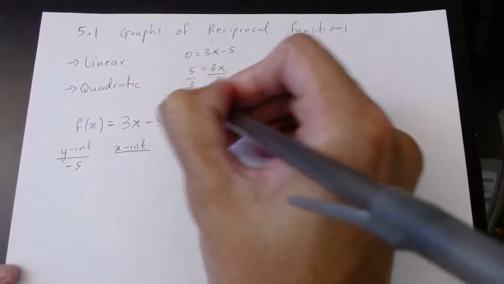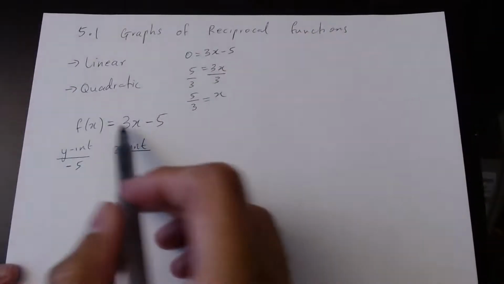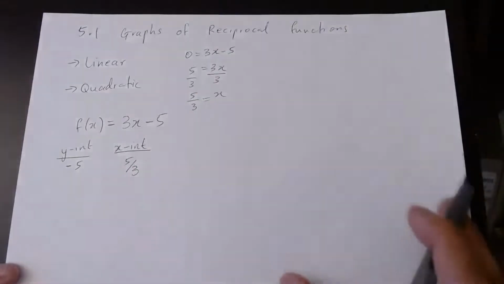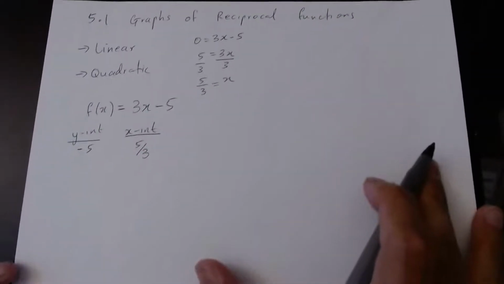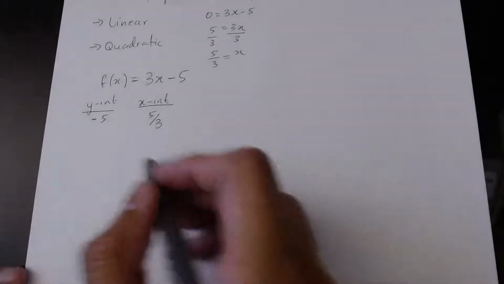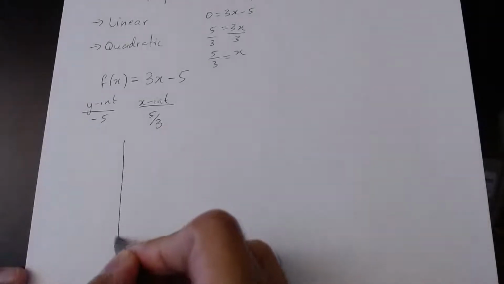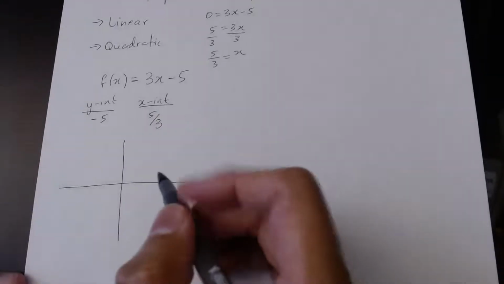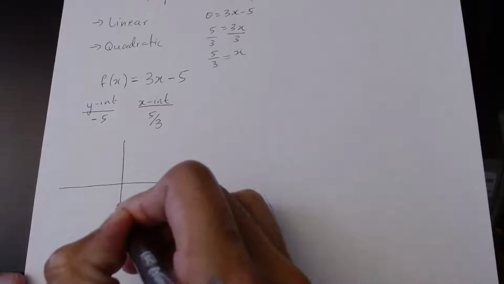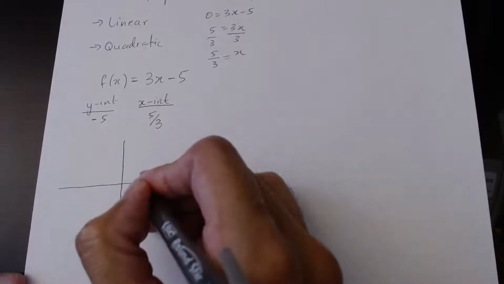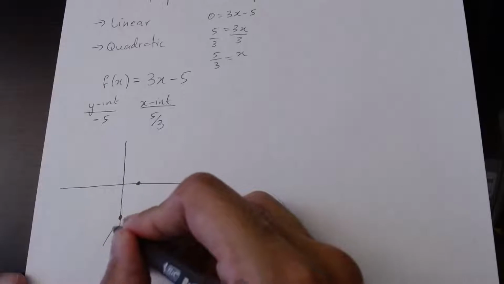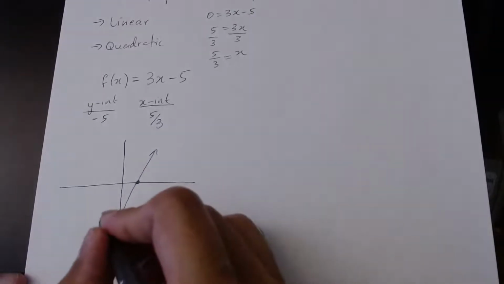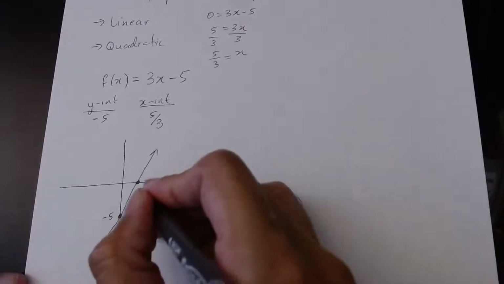I get my x-intercept as 5/3. But again, you should be able to tell it instantly. You do not want to be solving this in a grade 12 class. Now, let me sketch this out really quick. My y-intercept is -5, and my x-intercept is 5/3. So this is what my linear function looks like, and technically you should be able to draw this very quickly, no problem.